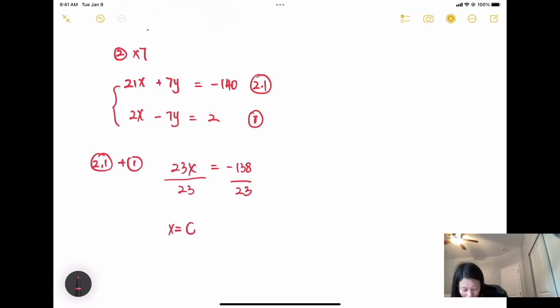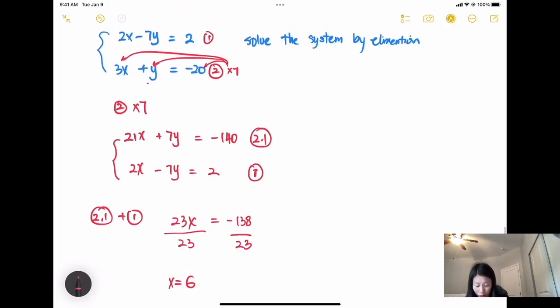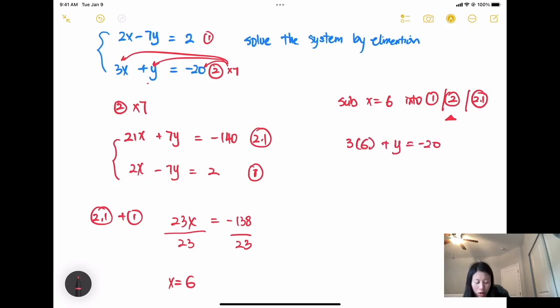x equals negative 6. After I solve for x, I need to substitute x into either the first equation or the second equation, or even the transformed second equation. Which one would you choose? I would choose either the second one or first one because that looks easier, especially the second one. So I'm going to substitute that into the second equation. So I have 3 times negative 6 plus y equals negative 20. And 3 times negative 6 equals negative 18 plus y equals negative 20. I add 18 on both sides. So y equals negative 2.